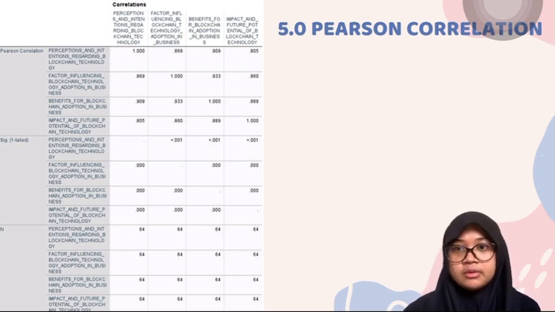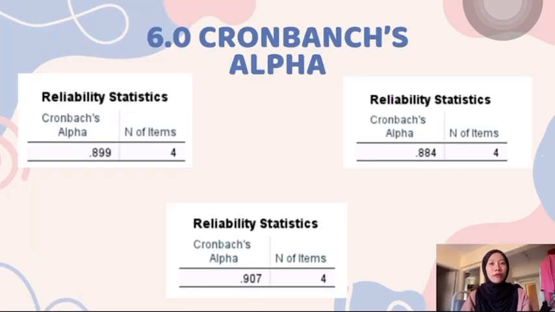So next is 6.0 Cronbach alpha. What is Cronbach alpha? Cronbach alpha is a measure of internal consistency reliability. It assesses how well the items on the scale measure the same construct. The value of Cronbach alpha ranges from 0 to 1, with higher values indicating greater reliability. There are one dependent variable and three independent variables. The first one is the dependent variable.